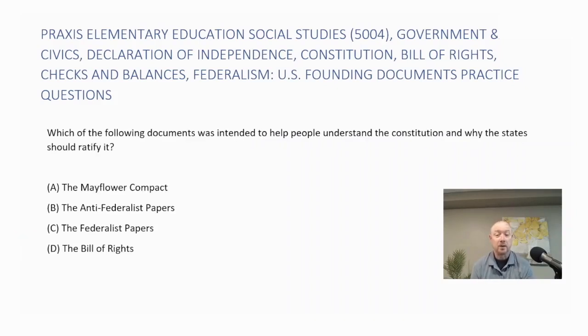Which of the following documents was intended to help people understand the Constitution and why the states should ratify it? Is it A, the Mayflower Compact, B, the Anti-Federalist Papers, C, the Federalist Papers, or D, the Bill of Rights? All right, so these documents were written in 1787, and they were a series of essays by John Jay, Alexander Hamilton, and James Madison. These essays were intended to help the new states understand the importance of ratifying the Constitution, and these were called the Federalist Papers. So the answer is C.